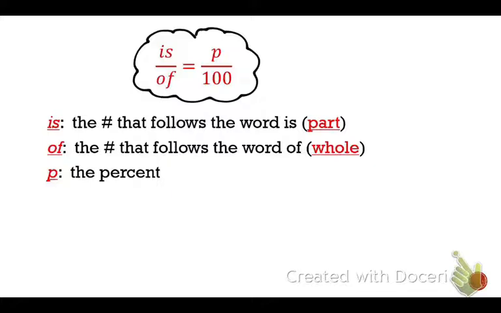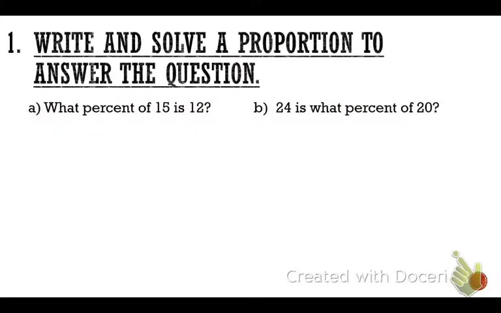Okay, use your red pens to fill in this section of your notes. So these three different sections are going to be important to understand. Is always going to be the number that follows the word is, and that's going to be the part of the thing we're looking for. Of is the number that follows the word of, and that's the whole that we will be talking about. And then finally, the P is going to be the percent because it starts with a P. Let's read one more time the percent proportion together. Is over of equals P over 100. We're going to use that throughout our lesson today.